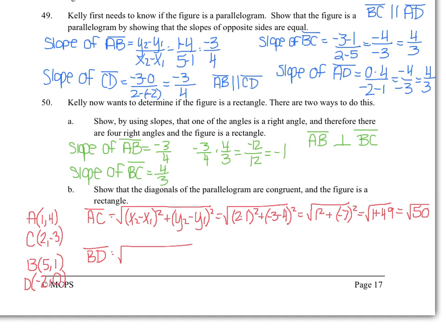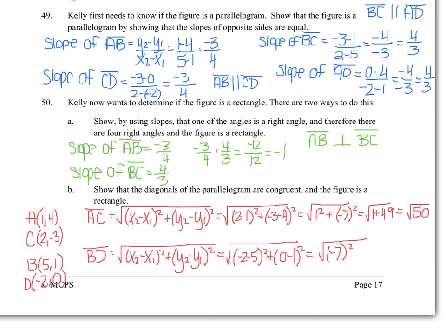For BD, we're going to use the same formula, the square root of (x2 minus x1) squared plus (y2 minus y1) squared. So this is the square root of (negative 2 minus 5) squared plus (0 minus 1) squared. Negative 2 minus 5 is negative 7, squared. 0 minus 1 is negative 1, squared. This gives me the square root of 49 plus 1, which is the square root of 50.